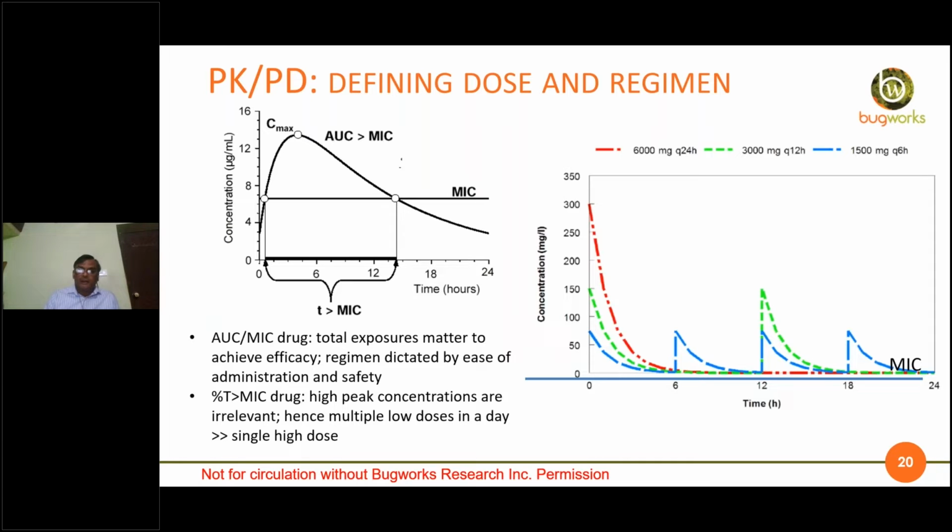pharmacodynamic and pharmacokinetic relationship. For example, if we give 6 gram a day, which can be applicable for a drug which brings the pharmacodynamic effect by peak concentration or AUC above the MIC, in this case there could be a safety concern. Whereas if you split the dose, either into 3 gram twice daily or 1.5 gram four times a day, your total AUC may remain the same, but what you're trying to achieve by this is reducing the Cmax and increasing the time component above the MIC. By doing this, you understand the dosing regimen as well as how it is linked to safety.